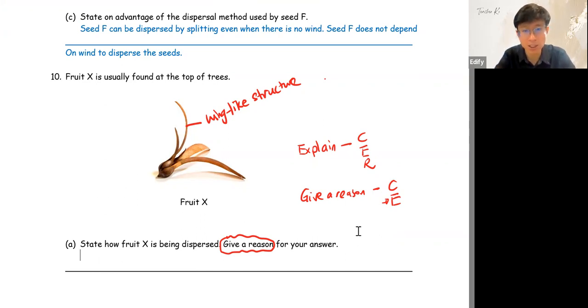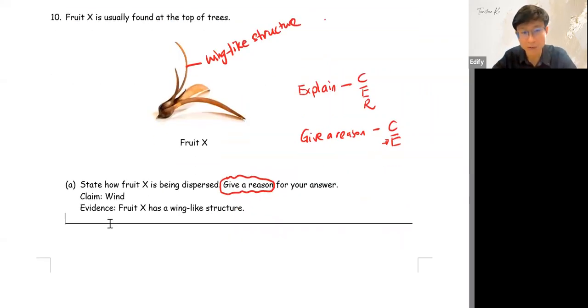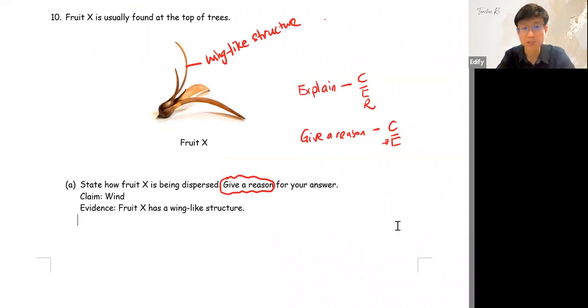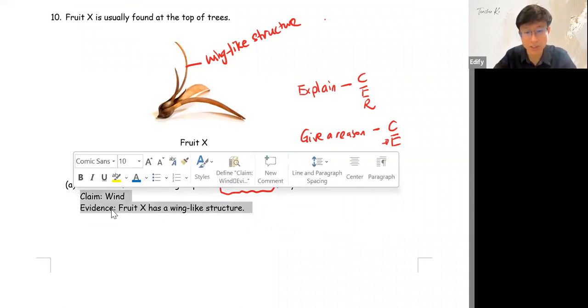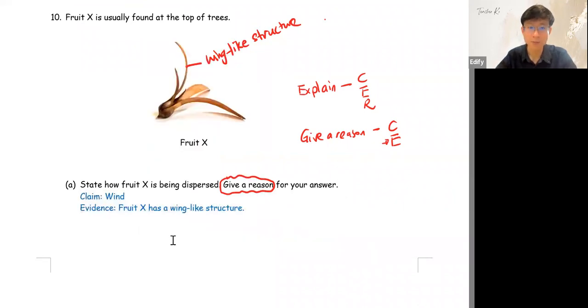So how is it dispersed? My C, my claim will be it is dispersed by wind. And the evidence part: fruit X has a wing-like structure. That's it. If you want to say more, the R part, which will be allow it to stay afloat in the air for a longer period of time, can be dispersed by wind further away, things like that. But for now, it does have a key C and an E. That's good enough for now.